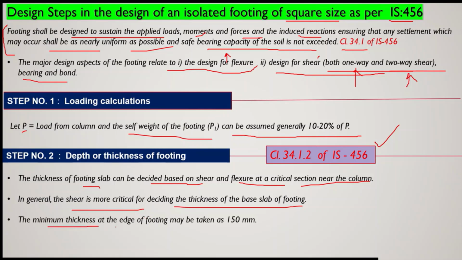Now minimum thickness at the edge level of footing may be taken as 150 mm. That means the thickness of the footing should never be less than 150 mm. And the minimum clear cover as per IS-456 is 50 mm. So this is the minimum cover, and for practice purpose, when we will be going to design any problem, we will be taking the minimum clear cover may be more than 70 mm.